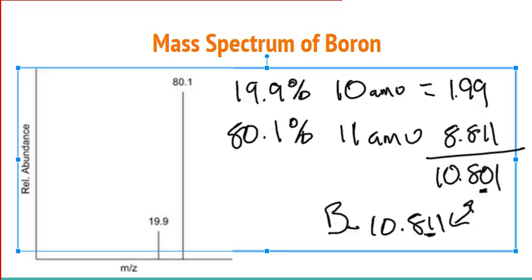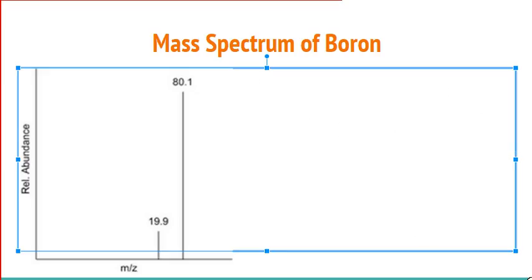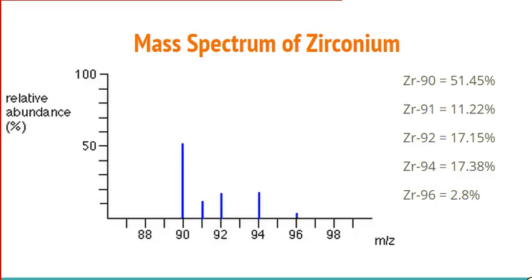Okay, so now if we're going to move on, we look at zirconium. Now again, this is a relative abundance in percent. How do I know? Because these numbers all add up to 100 when we do that math. So I know that these are in percentages, and then what I also know is that I have to take the percent and multiply it by its mass number, and that's going to give us the atomic mass.